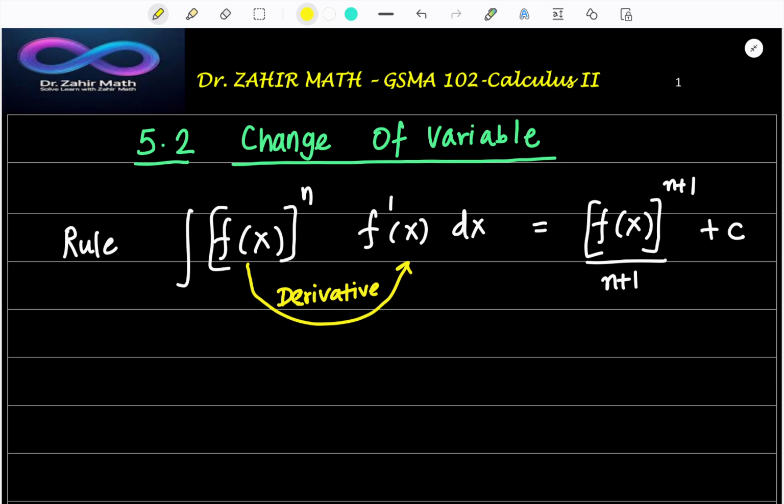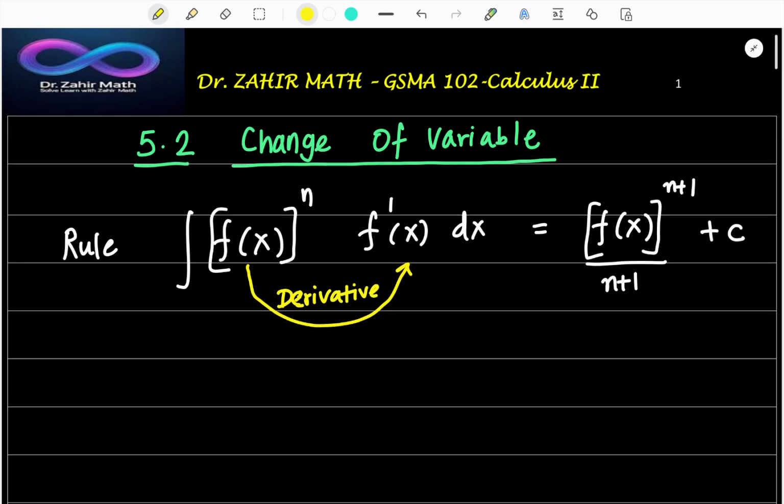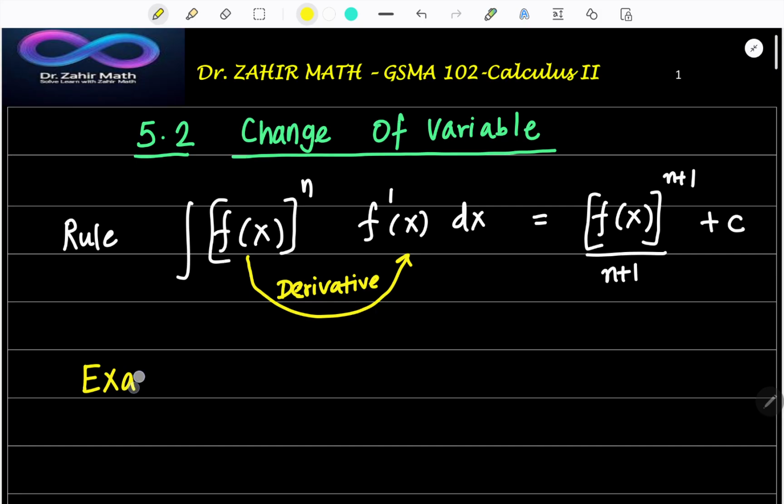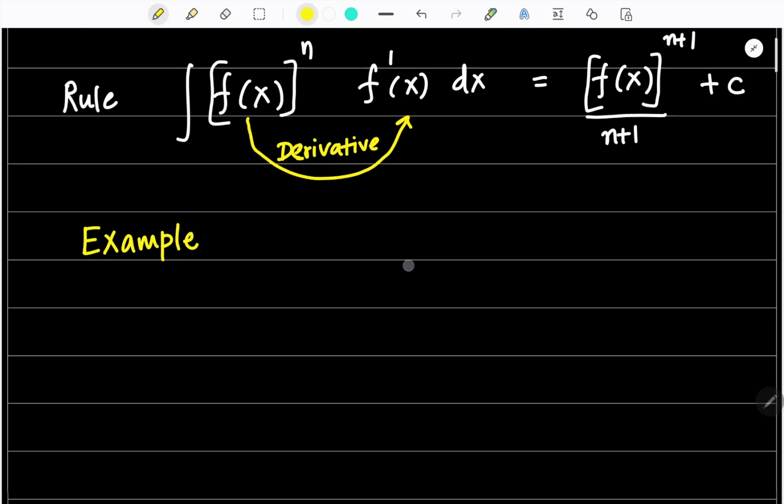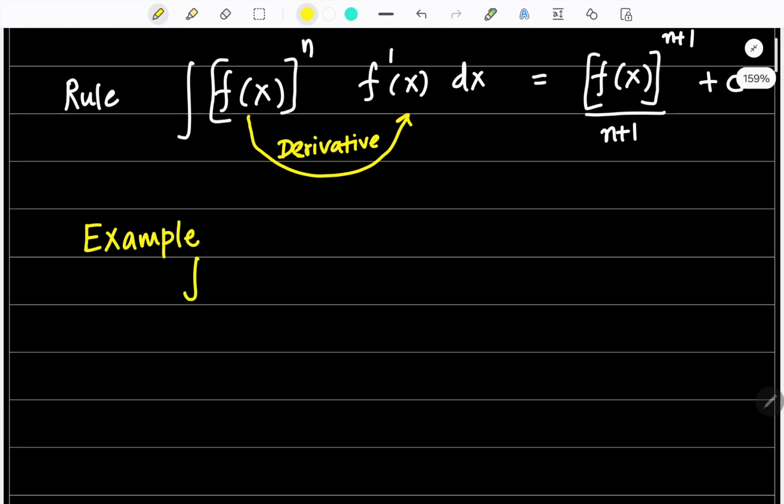So in the video, I'll explain all these things step by step. Let me give you a simple teaching plan, or simple idea, of how this method is going to work out. Let's take a small example. Suppose I give you the integral of 3x square plus 1 to the power of 4 times 6x dx.